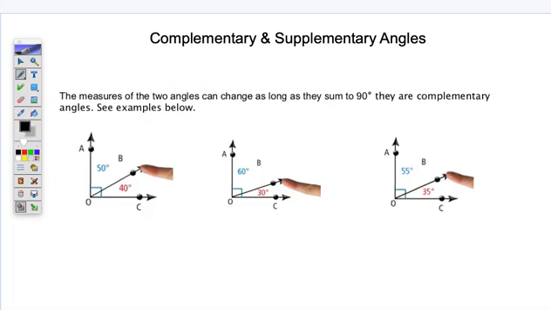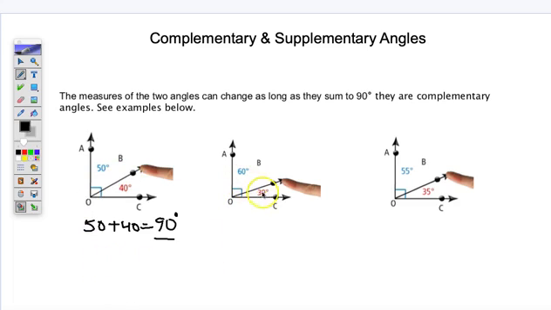The measure of the two angles can change. As long as they sum to 90 degrees, they are still considered complementary angles. So take a look here. We now have one angle measuring 50 while the other measures 40. So when you add 50 plus 40, of course you get 90. Now they are also still adjacent to each other because they share this side OB. So these are adjacent complementary angles.